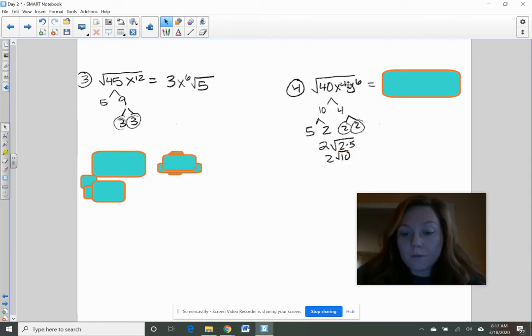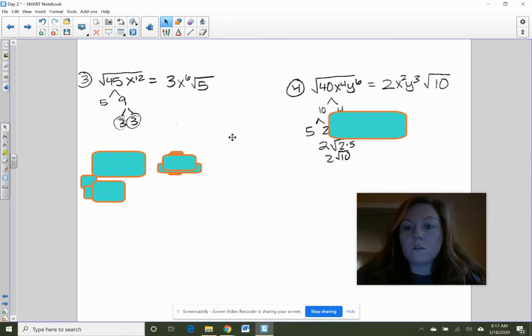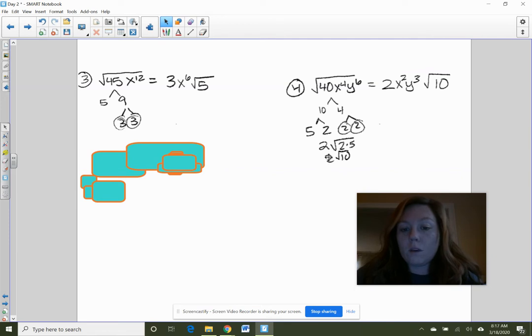So even when I have two variables, all I do is just take half of the exponent. Half of 4 is 2, half of 6 is 3. Look what I have. This 2 comes from right here. x squared, y to the 3rd, and the radical 10 goes in there. Okay.